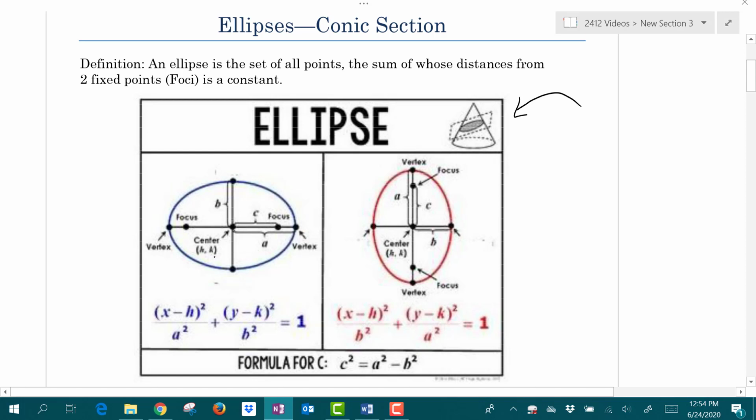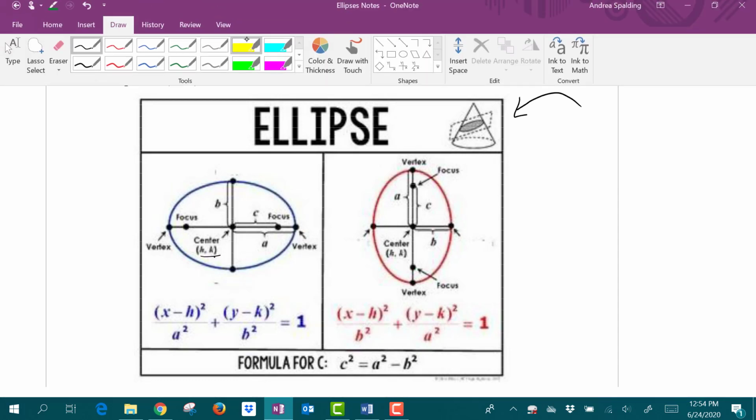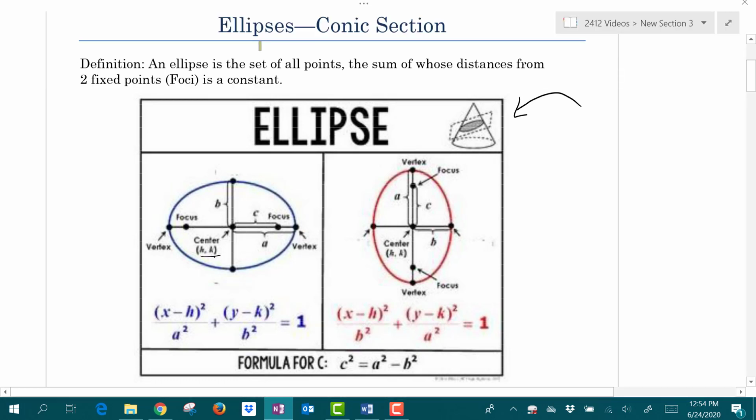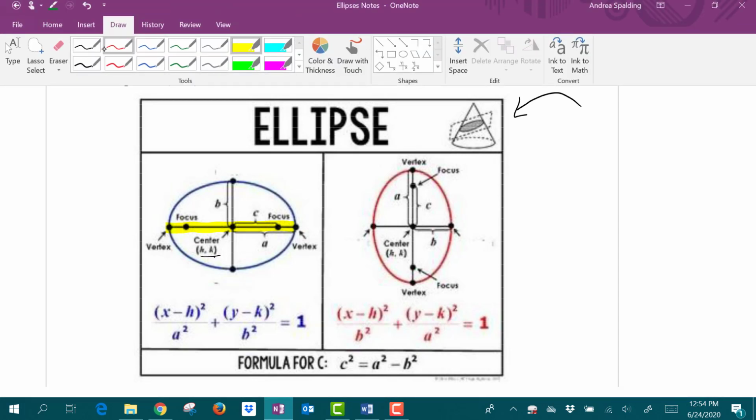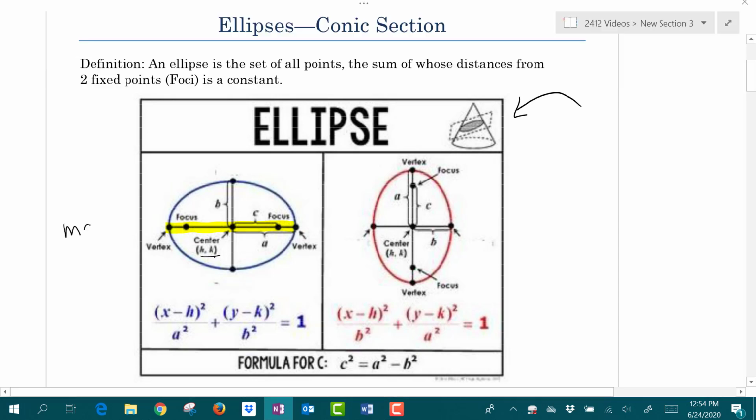Alright, the ellipse has a center. We call that center h comma k. It's wider in one direction and shorter in another direction. These lines that go through the center, the longer of those two is called the major axis. Okay. The major axis contains all the things that are really important for an ellipse.